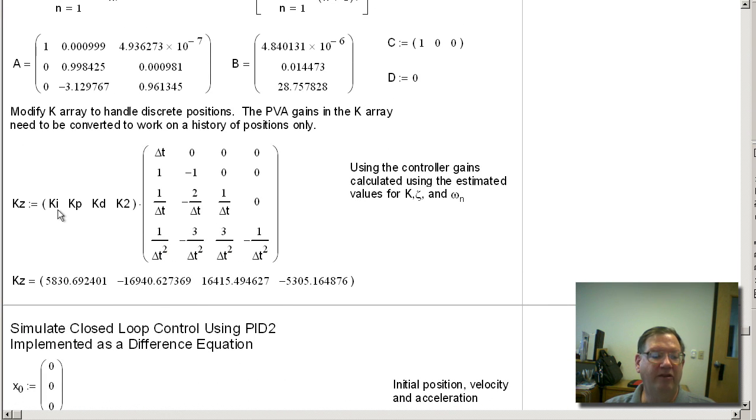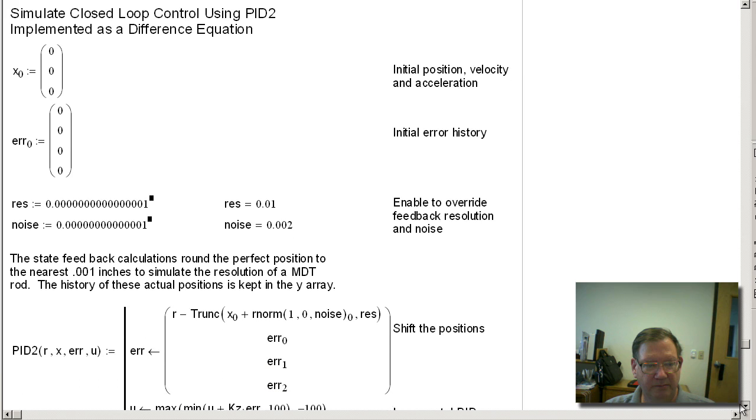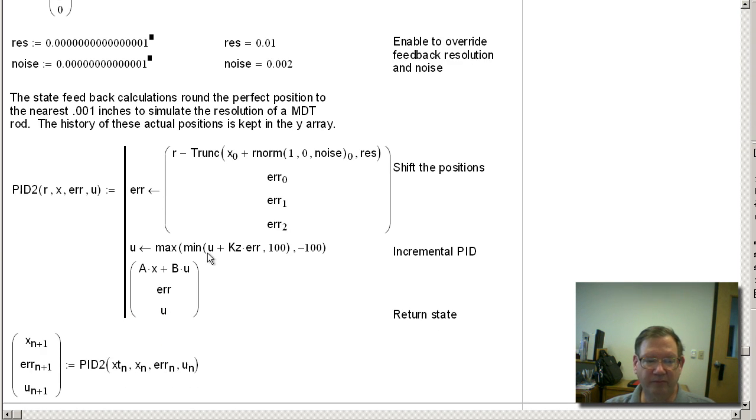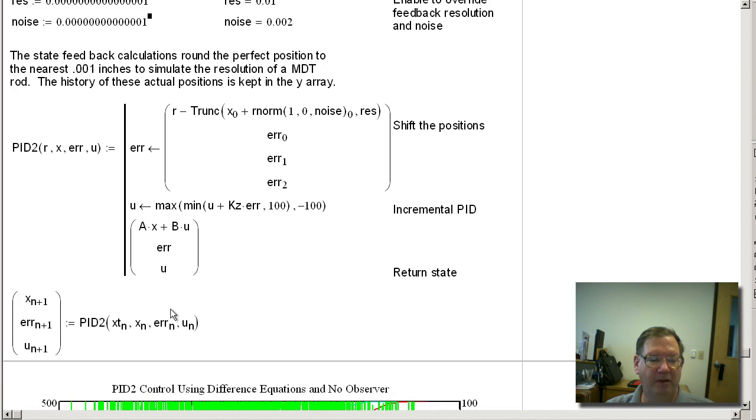And here I am calculating the same PID and second derivative gains that I used up above in the observer, to calculate, well, it's basically an array of coefficients for using in a difference equation. So this calculates my last four positions, and you can see I'm adding the random noise, and I'm truncating it to the resolution after I add the random noise. And this is calculating the gains, or the control output. This is updating the state, this is returning the error history, and this is returning the control output.